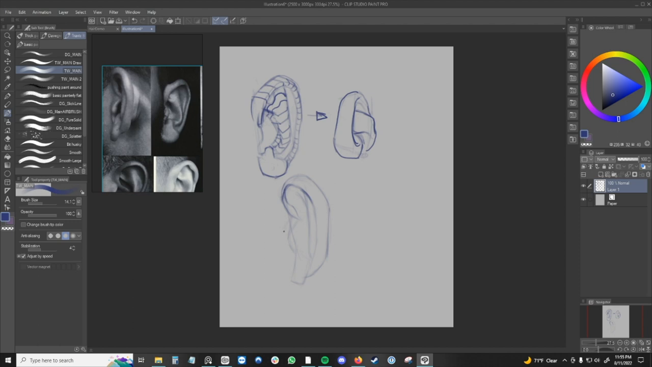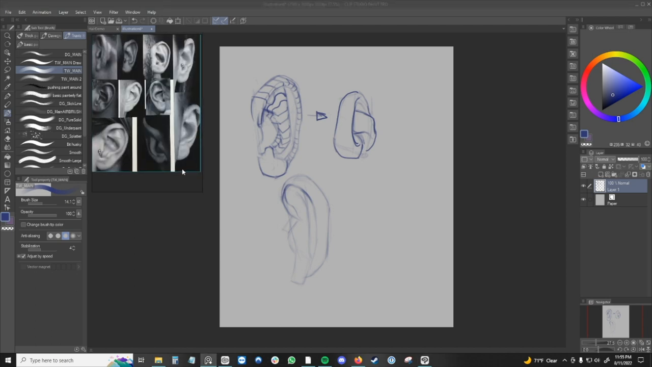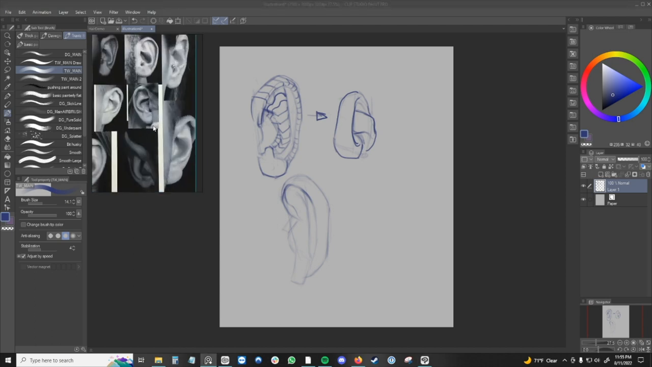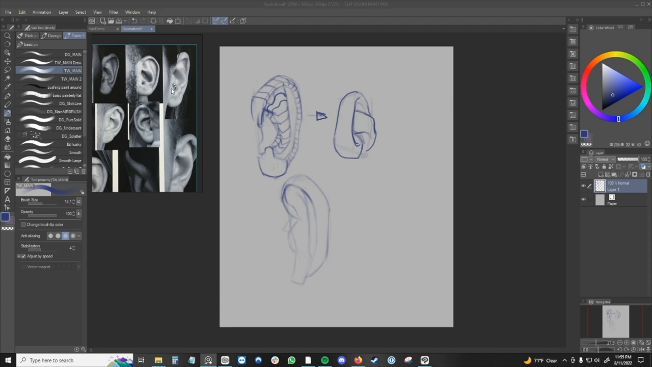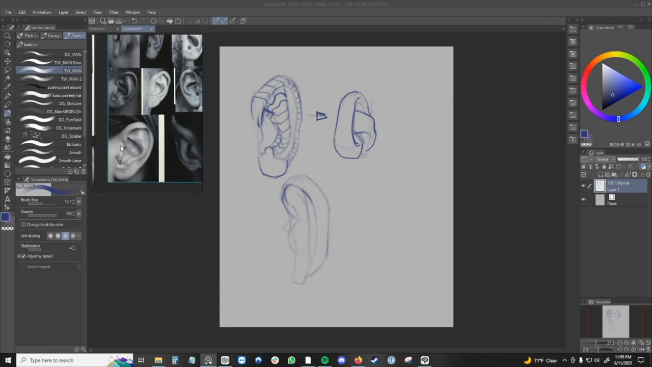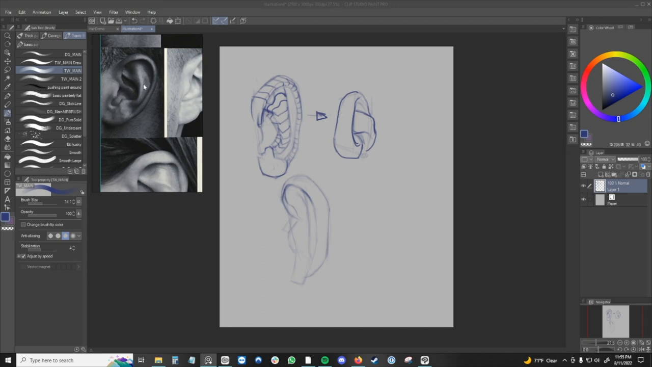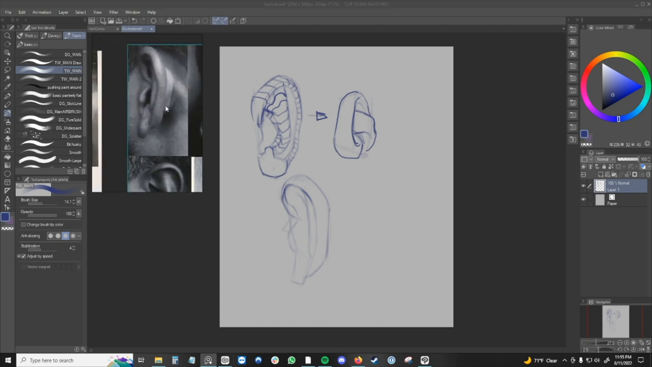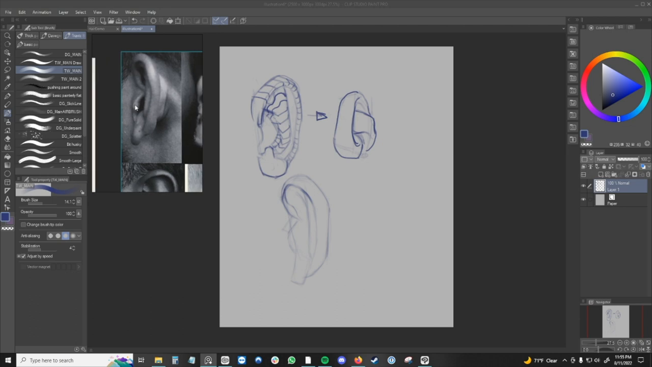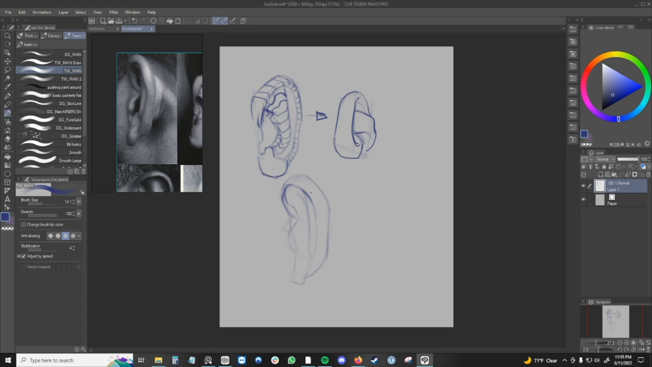A lot of times you're going to see a highlight on somebody's ear right here, right here on the tragus. This is a great example of it. The reason that's happening is because that tragus is angled at like a 45 degree angle, and it oftentimes will catch light right at that point.